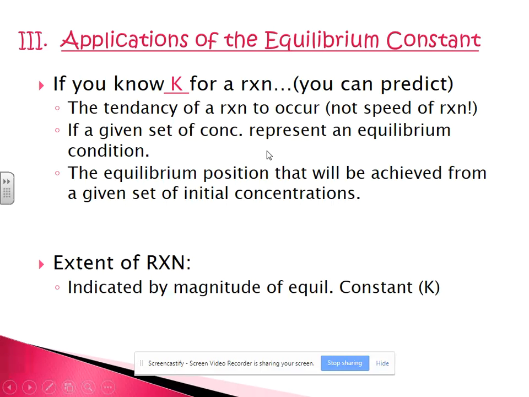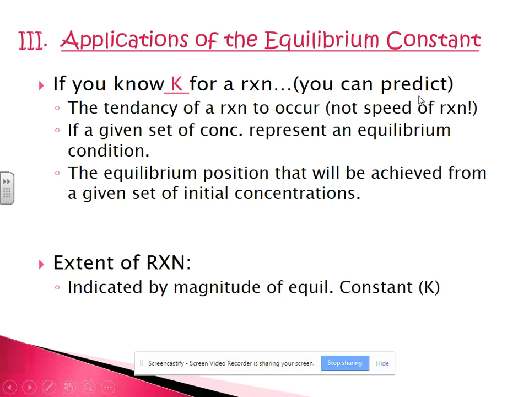Now, you cannot predict the speed of the reaction. However, that would go back into the kinetics of it, but you can predict whether the reaction has a tendency to occur in the forward direction towards the right. You can also, if you know K, know if a given set of concentrations represents an equilibrium condition or not, if it's already at equilibrium. And then thirdly, the equilibrium position that will be achieved from a given set of initial concentrations. If you know the K, you can predict that.